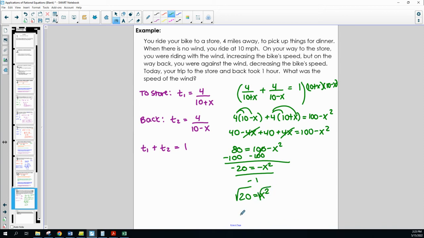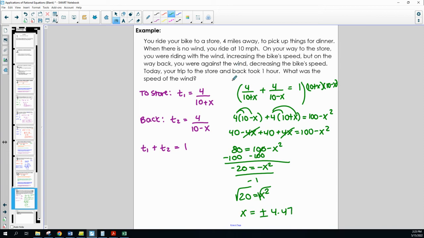Now when I take the square root of something, I know that I get two answers, plus or minus. And the square root of 20, because this is a word problem, we don't need to break it down with radicals. We can just plug it in the calculator and use decimals. So this would be 4.47.